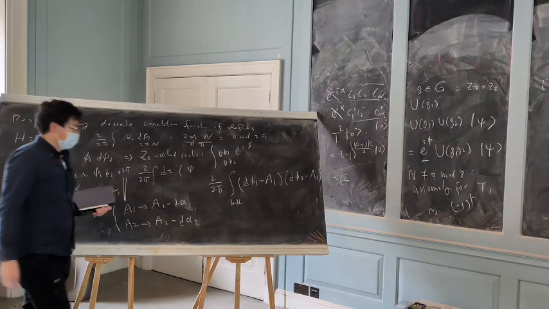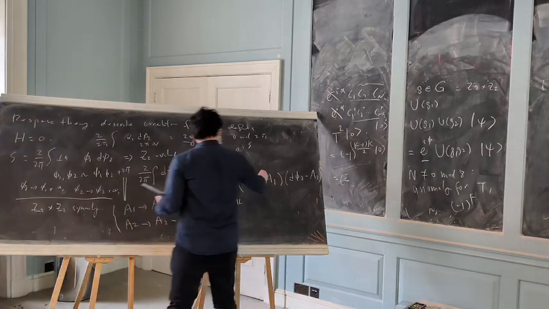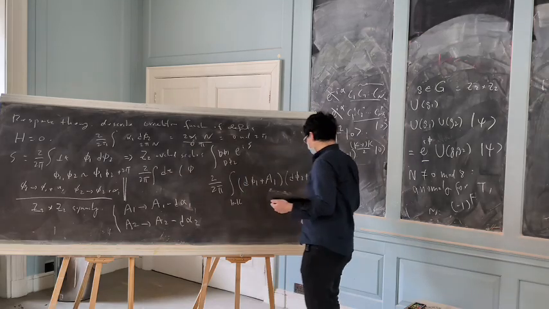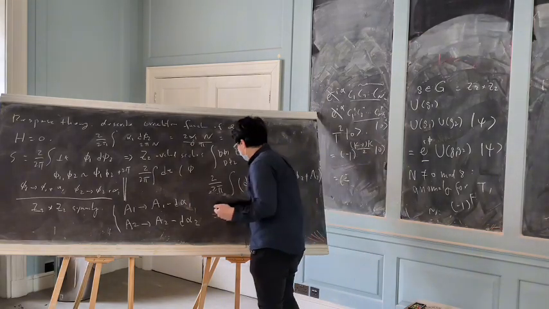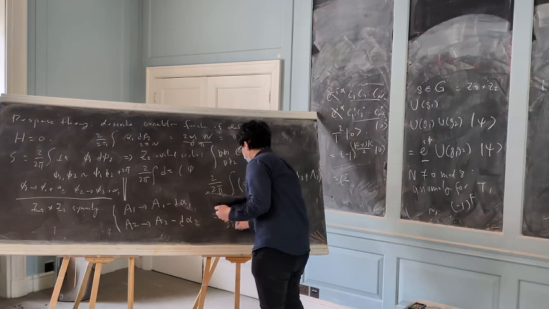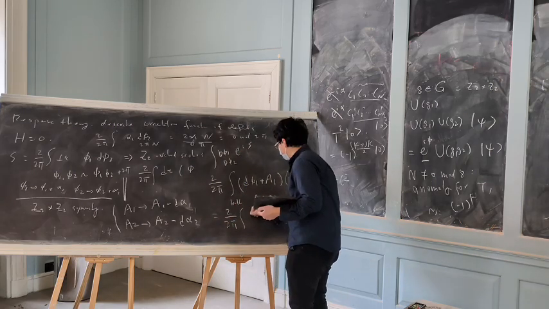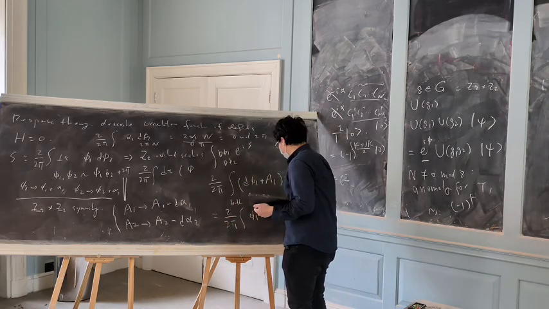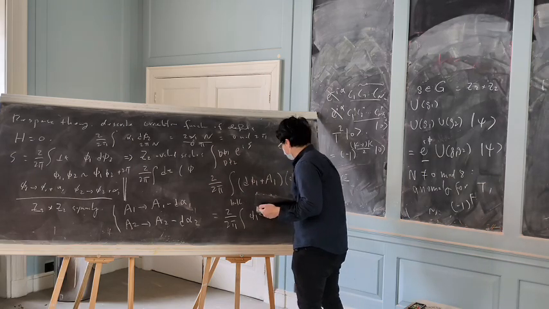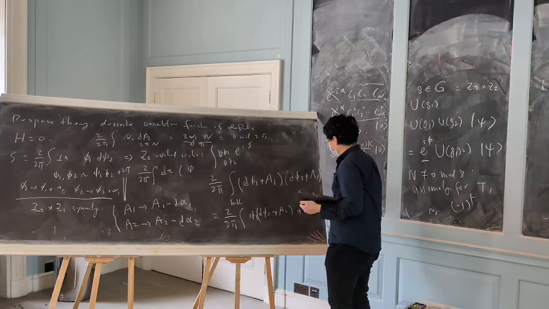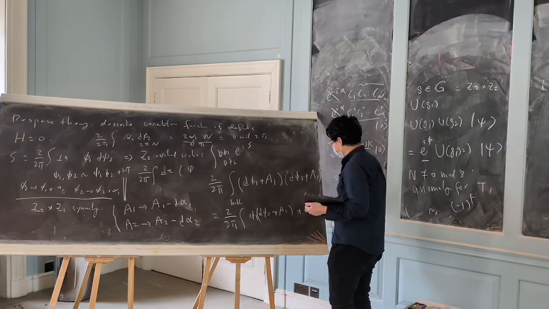Right. So maybe I should put a plus sign here. Okay. And then if you expand this action, you'll get some boundary term. So it can be, I don't know, phi 1 d phi 2 plus A2. And maybe you can also have a phi 1, maybe A1, phi 2, etc.